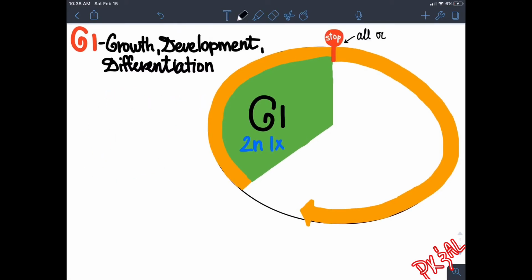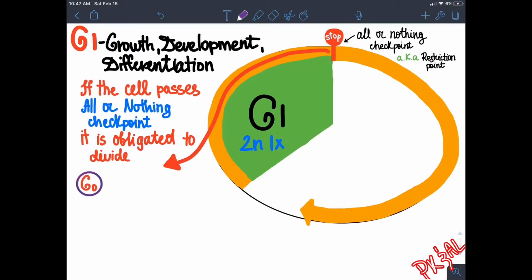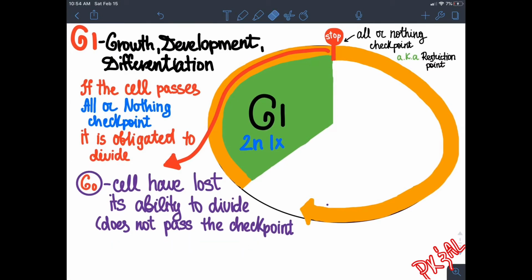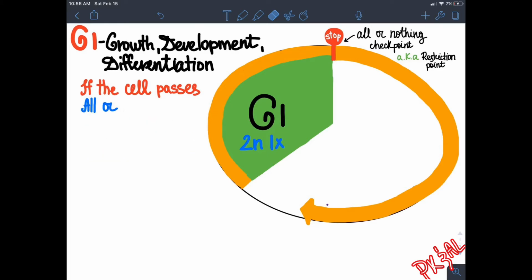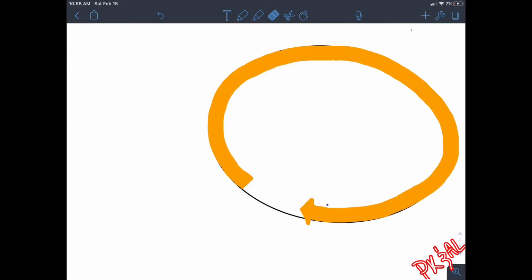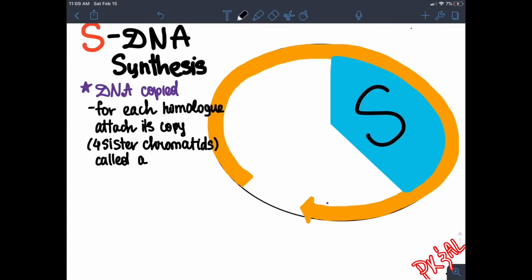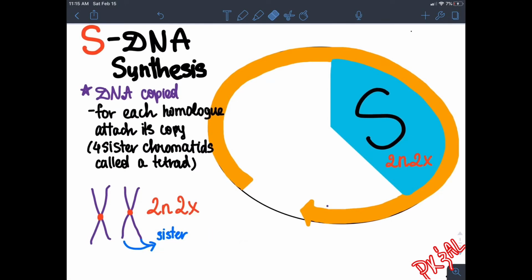If the cell passes the all or nothing point known as the restriction point, or G0, then it is obligated to divide. If the cell does not divide, it does not pass the checkpoint. Some examples of this are muscles and nerve cells. After G1 comes synthesis. In synthesis, DNA is copied, with each homologous chromosome attached to its copy. 4 sister chromatids are called a tetrad, and synthesis is 2N, 2X.